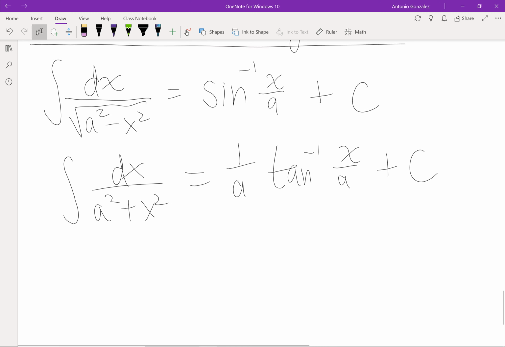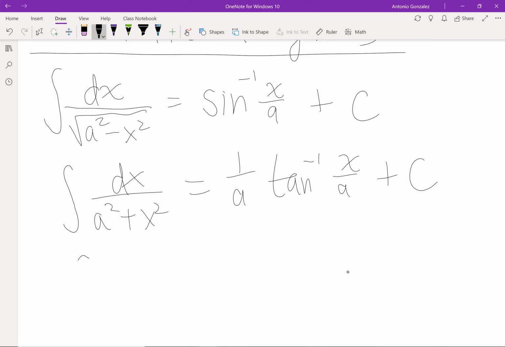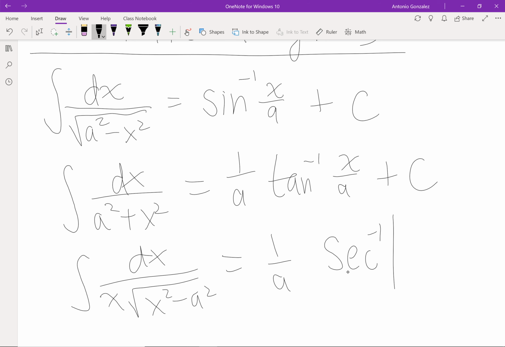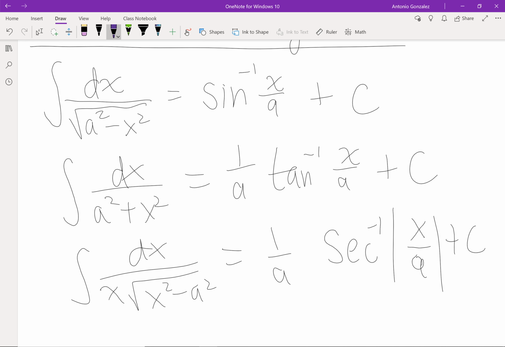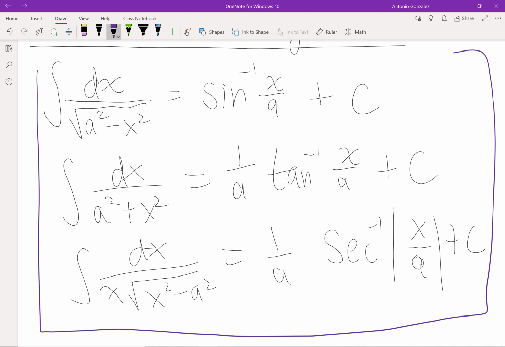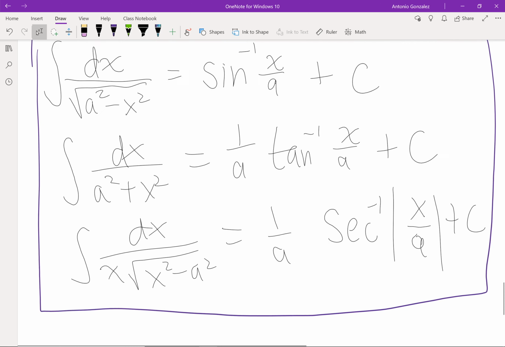Okay, and then our third one that we can use now is the integral of dx over x square root of x squared minus a squared, and that would be 1 over a secant inverse absolute value of x over a plus c. All right, so those are 3 antiderivatives that are a result from the definition or from our derivation of our inverse trig functions. Okay, so let's take a look at an example here.